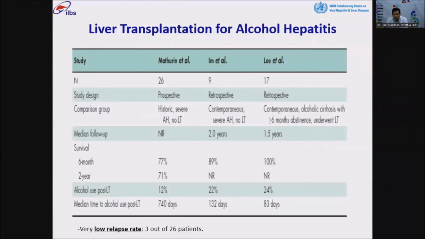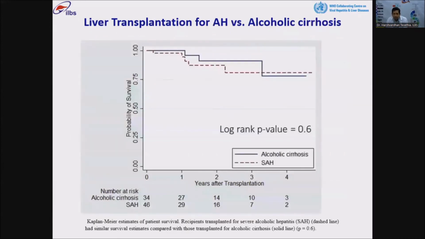Now, these are some of the studies which have been done, and most of these studies have shown a very low relapse rate of about 3 to 26%. But again, these are studies which are still evolving. As you can see, Mathurin has shown a median survival of close to 2 years post liver transplant. The number of patients transplanted is still very small, and this data is emerging over a period of time. And this again shows a liver transplant versus alcoholic cirrhosis.